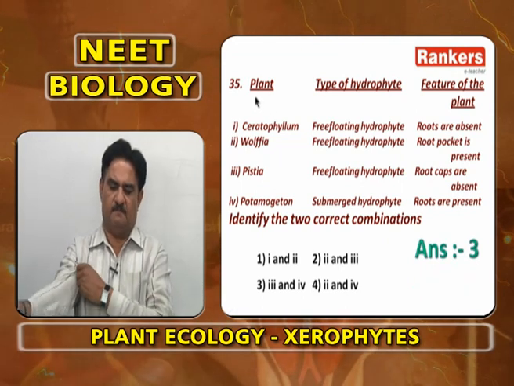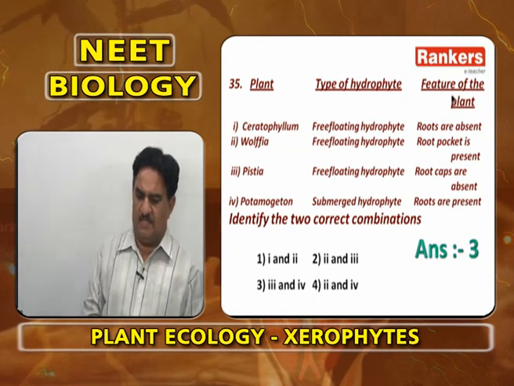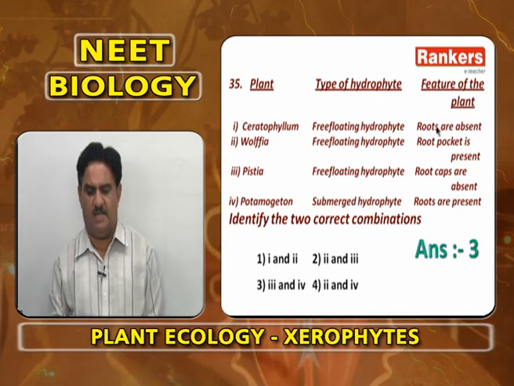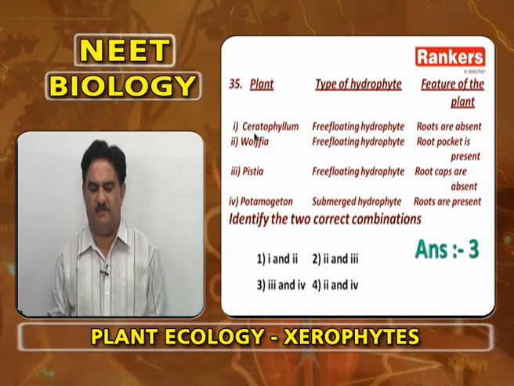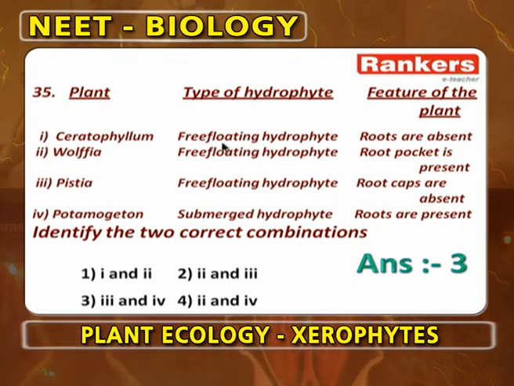This is a 3 column. Plant, type of hydrophyte, feature of the plant. Ceratophyllum, free floating hydrophytes, roots are absent. Ceratophyllum is not a free floating hydrophyte, it is a submerged suspended hydrophyte, so it is wrong.